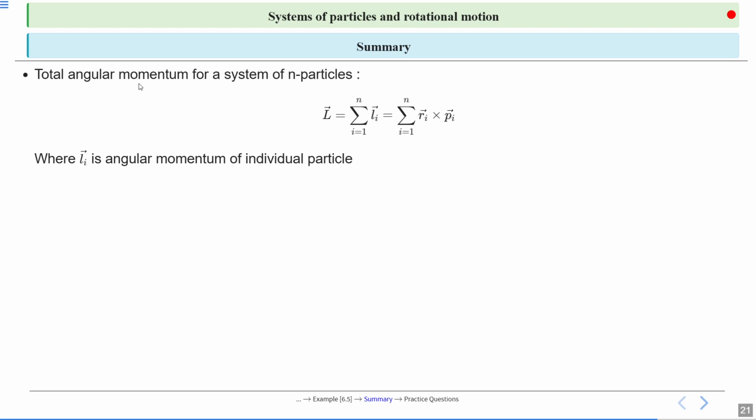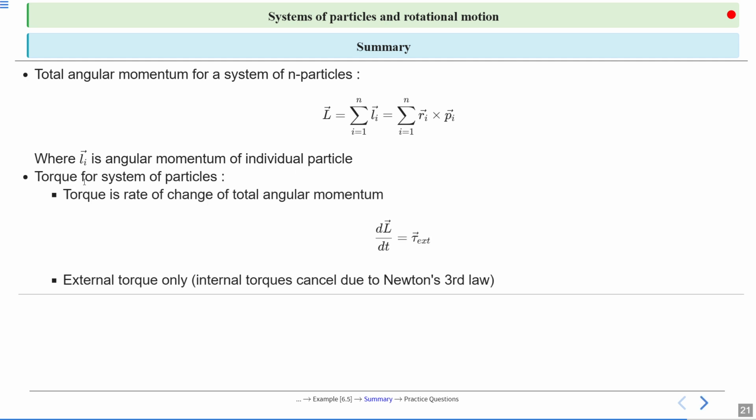Summary: the total angular momentum for a system of n particles will be L equal to summation i equal to 1 to n of Li, equal to summation i equal to 1 to n of ri cross pi, where Li is the angular momentum of individual particles. Torque for a system of particles: the torque is the rate of change of total angular momentum. So we know dL upon dt is equal to tau, because here the internal torque is 0 due to Newton's third law. Only external torque remains; internal torques cancel out due to Newton's third law.